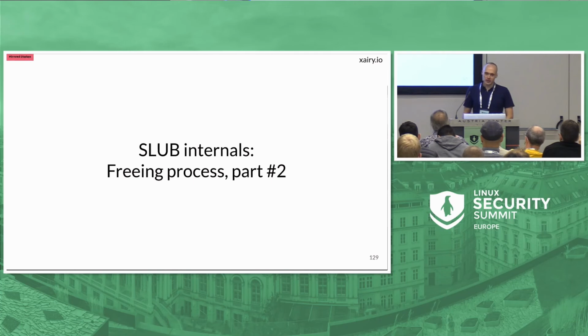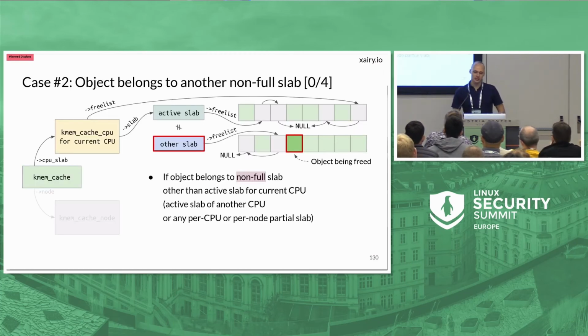So before we move on to case 2, let's discuss the rest of the freeing process. So far we only covered one part, if the object belongs to the active slab of the current CPU. Let's discuss the second case. The object that's being freed belongs to a slab that is not the active slab for the current CPU, and this slab is not full. So we're going to have case number 2, when we have a slab that's not full, and case number 3, which is going to discuss when the slab is full. In those two cases, the SLUB allocator behaves differently.